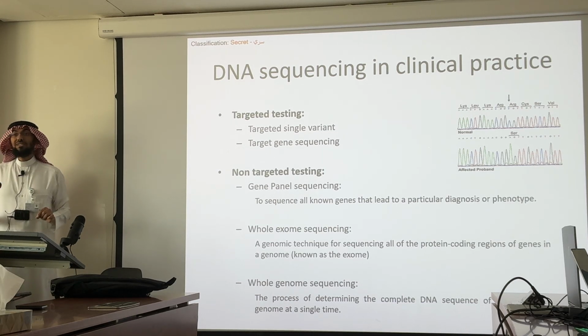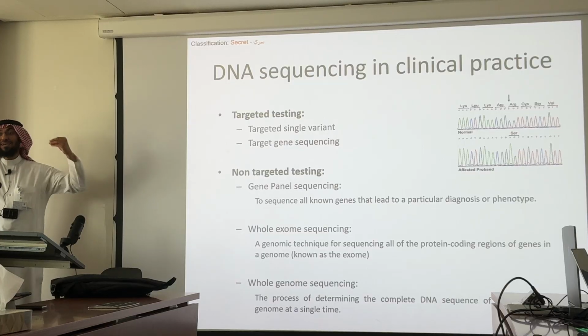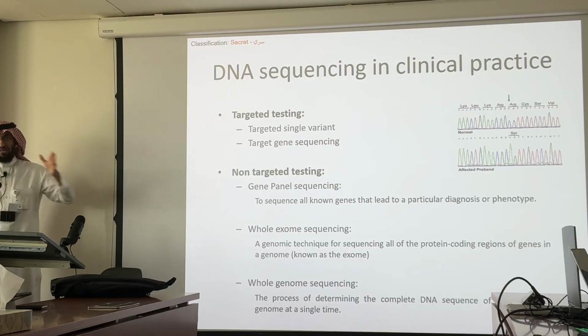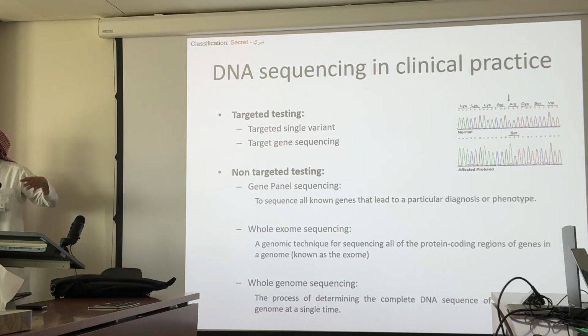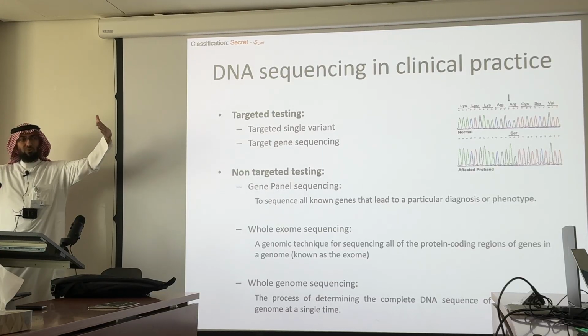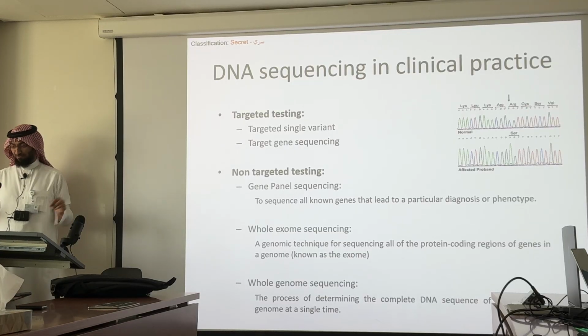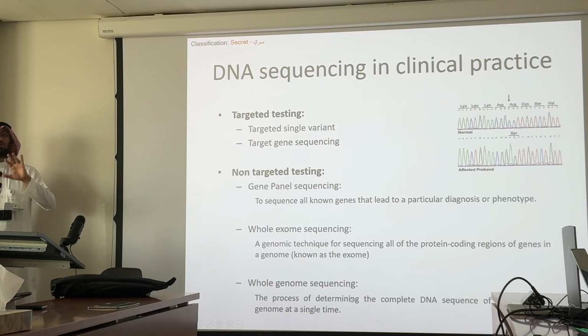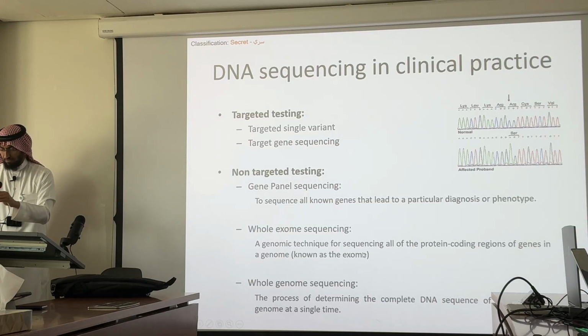Sometimes, most of the mutations are in the encoding region in the exons. However, there is a small percentage of mutations in the intronic part between the exons. And this is not covered by exome, so you need to do genome, which will sequence our genome from the first letter to the last letter, including the introns. And this is the widest genetic testing that you can do, whole genome sequencing.